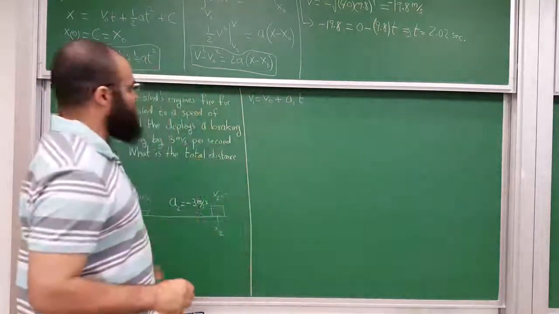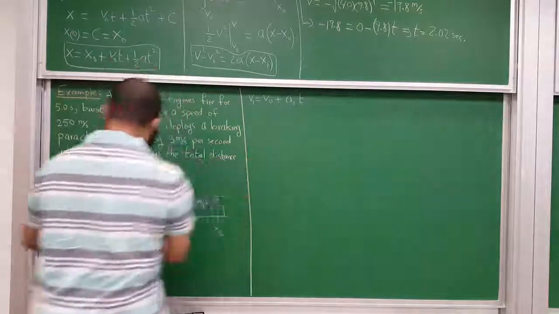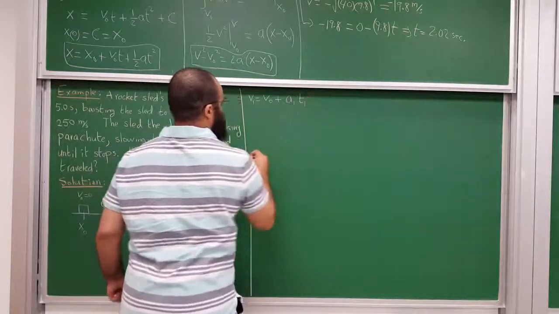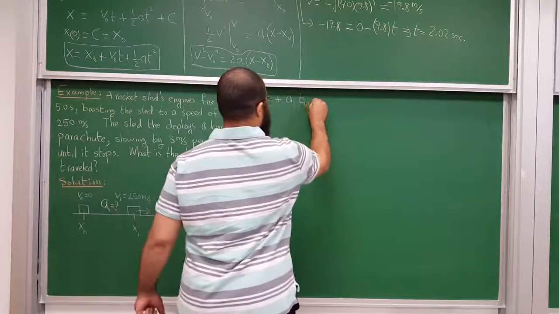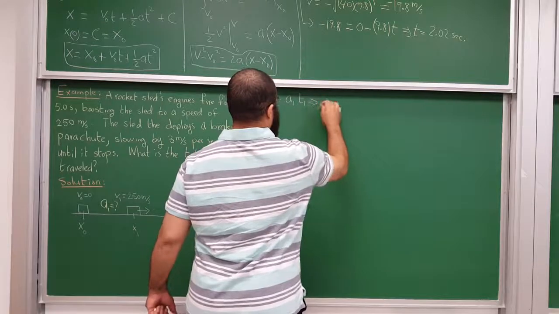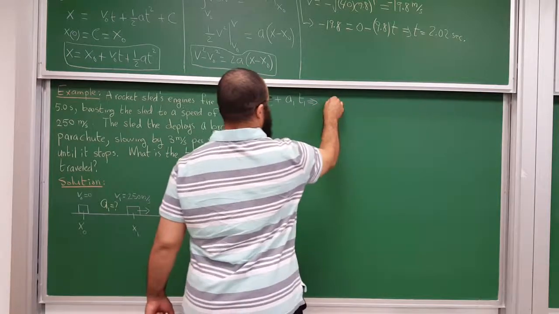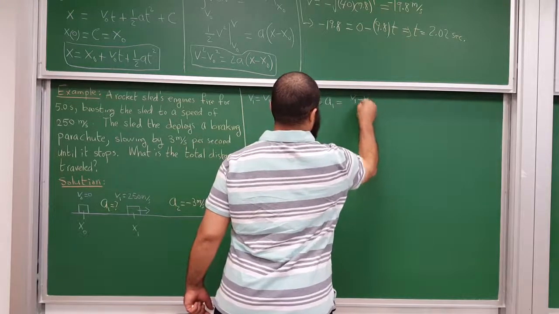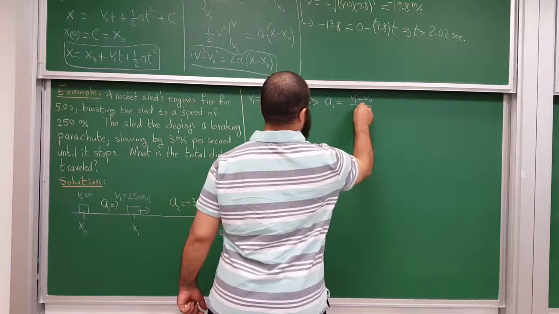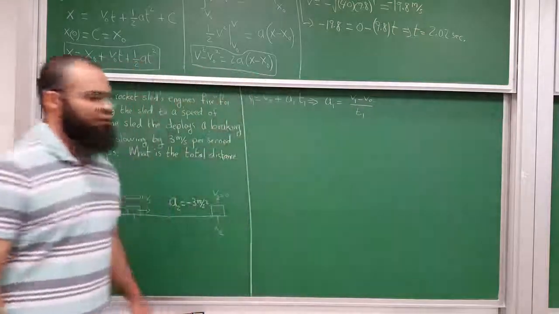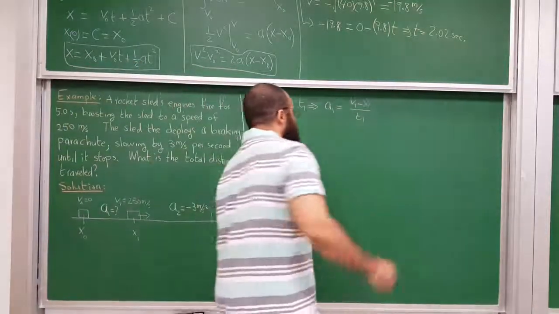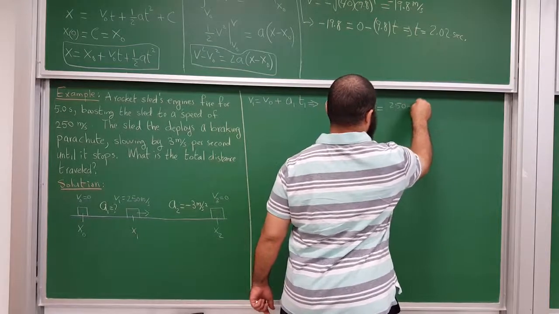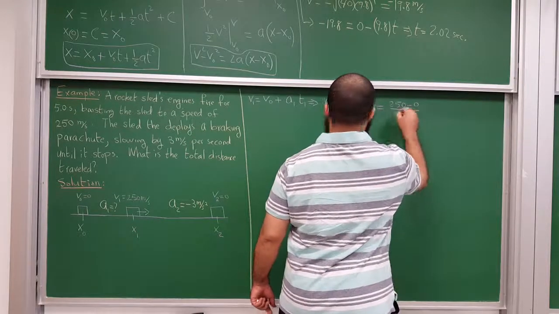And acceleration times the time. I should call the time to go from here to here t1. That means the acceleration, a1, will be v1 minus v0 over t1. Okay? And then I substitute. v1 is 250. V initial is 0, it started at 0, divided by t1.